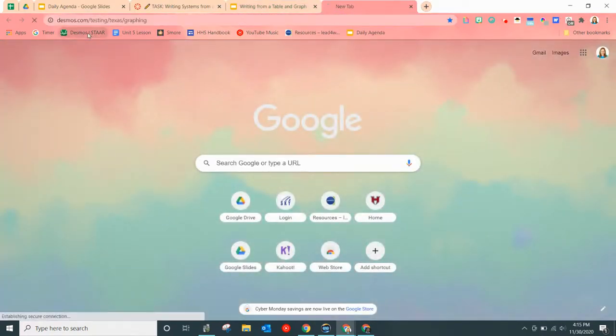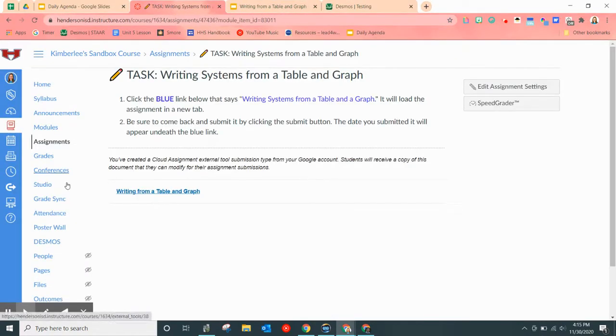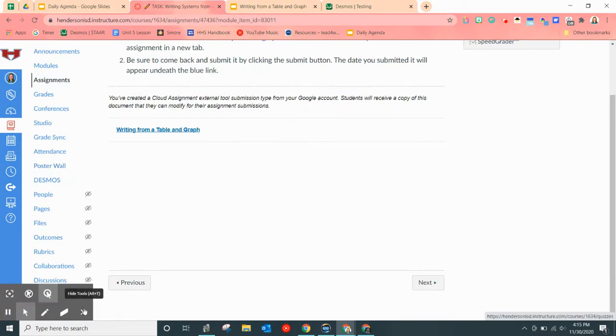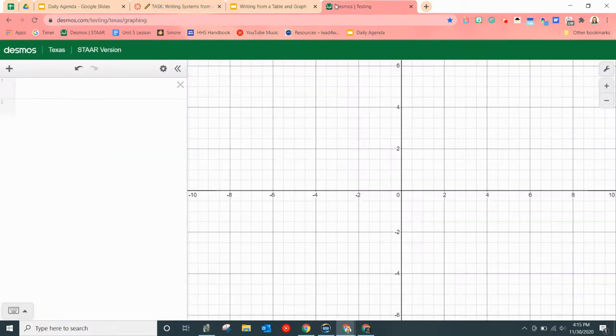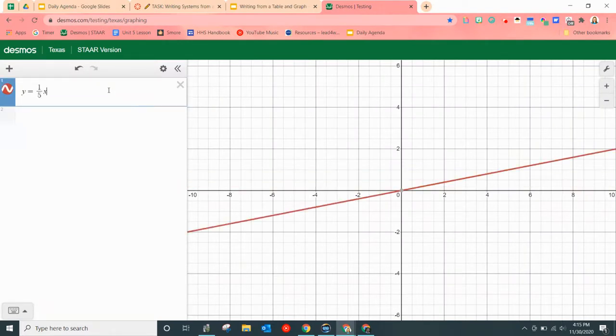So this is where we go to Desmos. Remember, your Desmos link is down here at the bottom of your Canvas page. I'm not in Student View anymore, so mine looks different, but click there and go to Desmos. I can either type in the one with the fraction or the one with the decimals. Either one works. And I had 2/5 x.